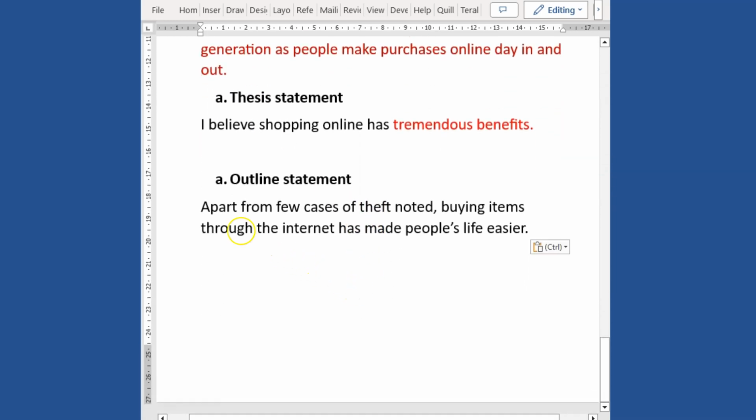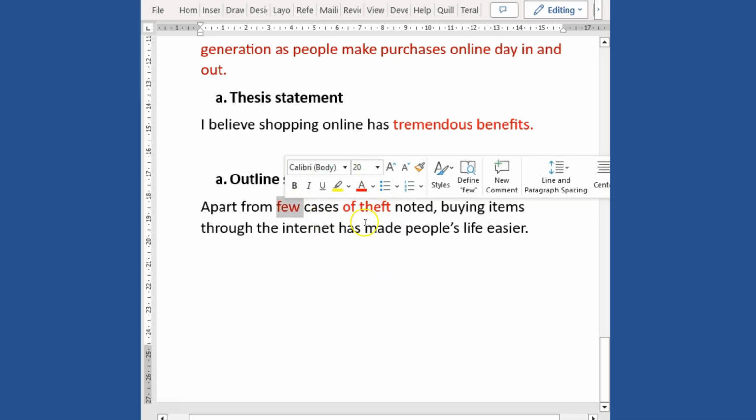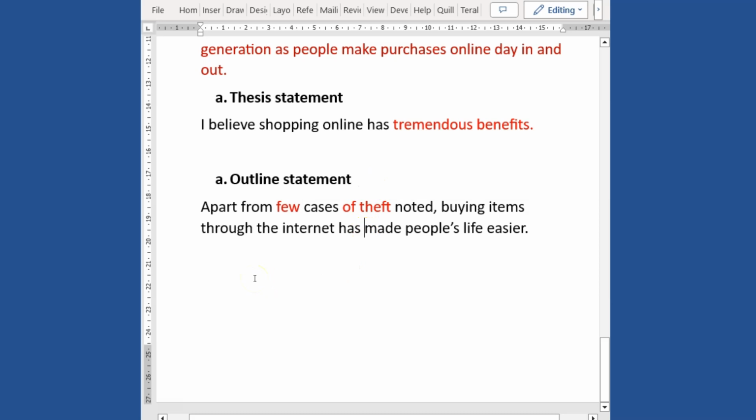So with the outline statement, I stated that apart from few cases of theft noted, so that means that if you shop online, you might be taken advantage of. See the word I use, few, so it shows that I'm not magnifying the one that I don't believe in. Apart from few cases of theft noted, buying items through the internet has made people's life easier. All right, so these are the two things I'm going to talk about.